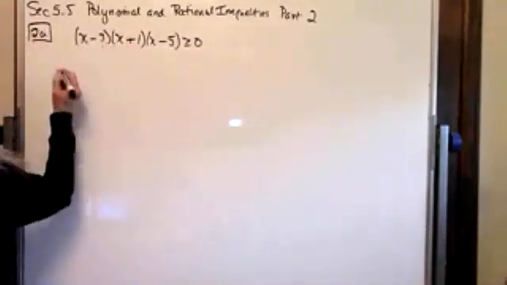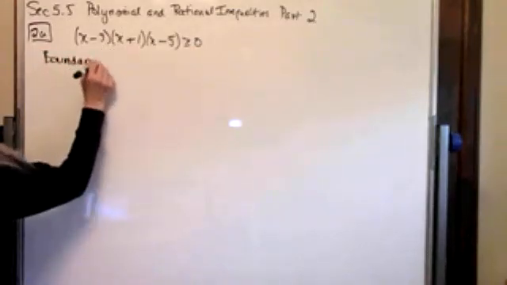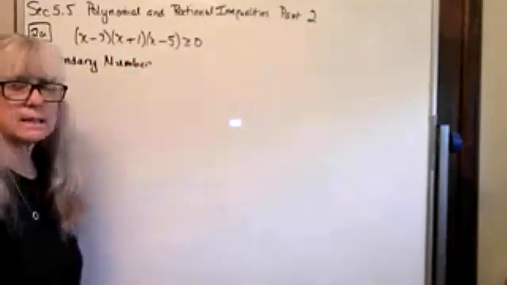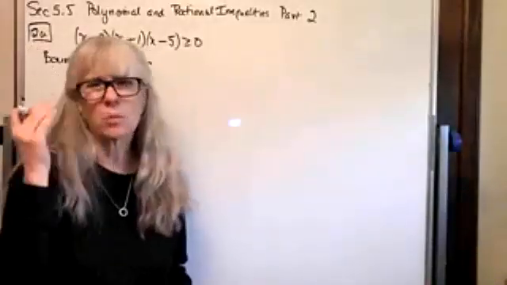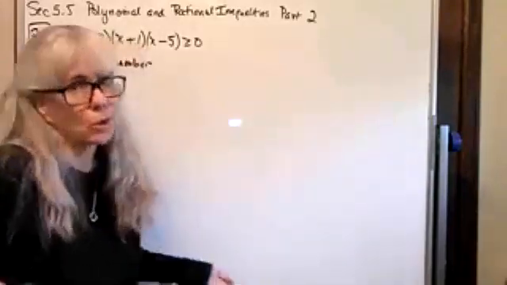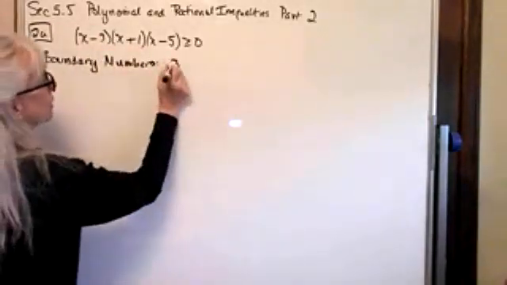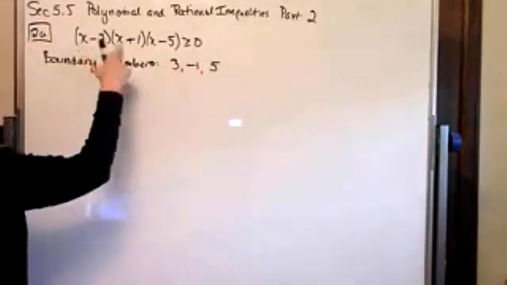Okay, what we need first are the boundary numbers. The boundary numbers are where the graph is going to touch, cross, interact with the x-axis, and that's going to interact with our y values in terms of being above and below. Those boundary numbers in the previous section, we called them zeros. We know what they are. So our boundary numbers for this particular graph are +3, -1, and +5, coming from each of those factors.